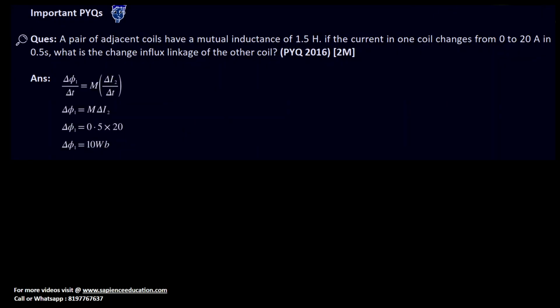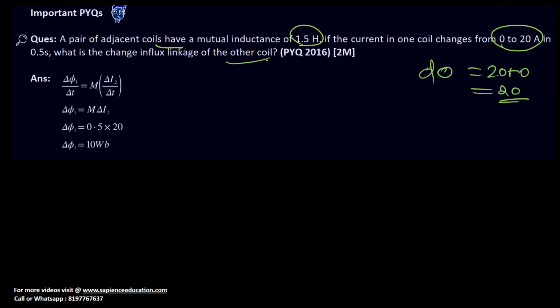Okay. So now a previous year question, we can see here. A pair of adjacent coils have a mutual inductance of 1.5 Henry and the current in one coil changes from 0 to 20, that is delta I is equal to 20 ampere, 20 minus 0, that is equal to 20 ampere, right? And what is the change in flux linkage in the other coil?